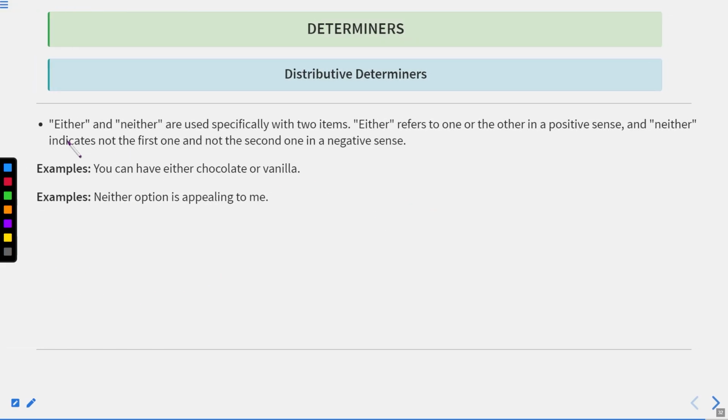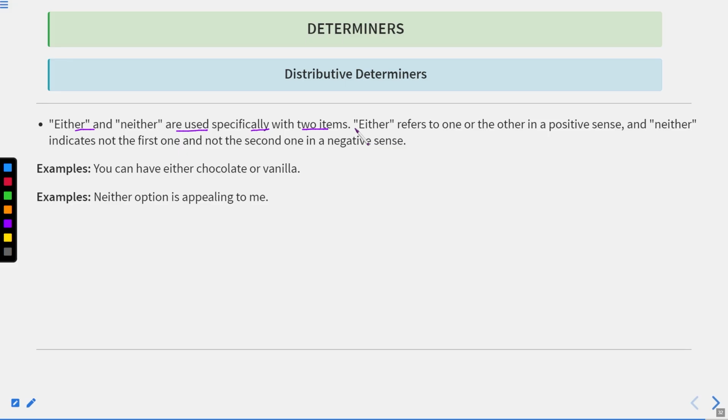Now, distributive determiners, again, either and neither are used specifically with two items. We should keep in mind that either and neither are always used for two in number. Either refers to one or the other in a positive sense. It means when we need one out of two, we are using the word either. Whereas neither means when we have two and we don't want any one, so there we use the word neither, which shows negativity. It indicates not the first one or not the second one in a negative sentence.